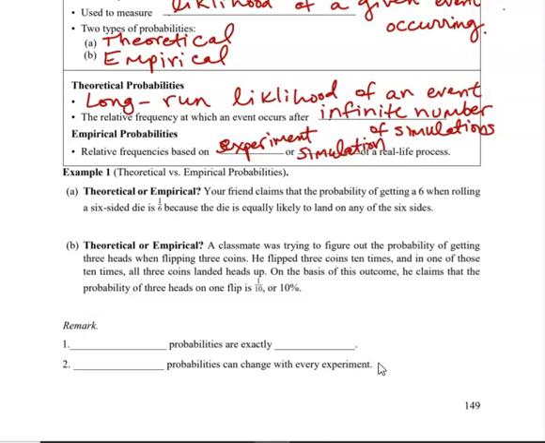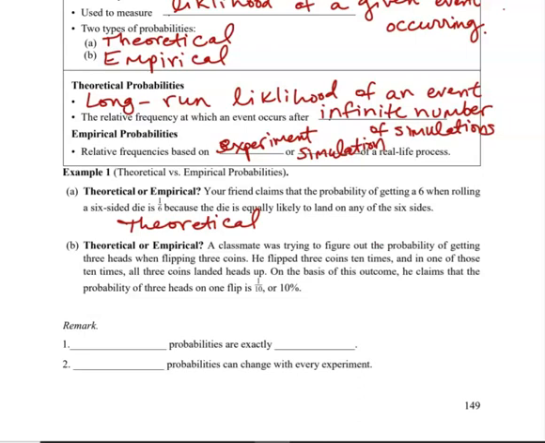In theory, if I roll a fair 6-sided die, and it's equally likely to land on any of the sides, there is a 1 out of 6 chance of me landing on a 6. So that would be the theoretical probability. In theory, 1 out of 6 times I should end up on a 6.